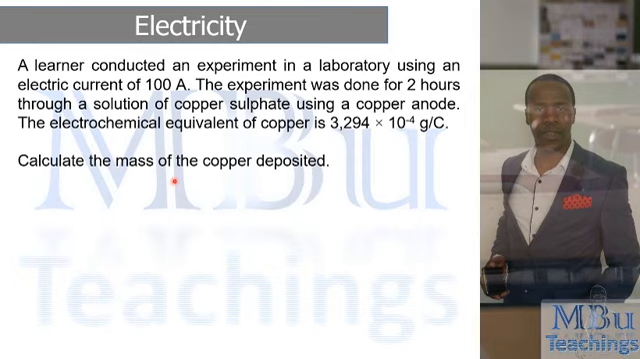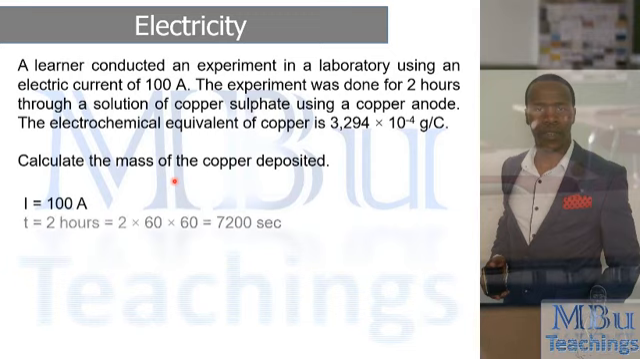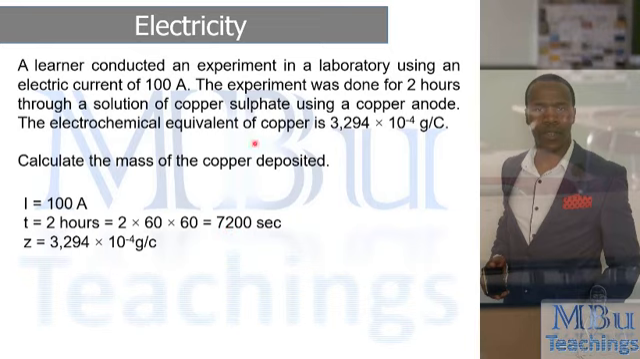Now they are asking us to calculate the mass of copper that is being deposited. Okay, let's take down the data. We have our I being 100. We have our T time being 2 hours. Remember, each hour is equal to 60 minutes times 60 seconds. Now we multiply it by 2 because it's 2 hours to get the 72,000 in seconds. Then we also have our electrochemical equivalent.